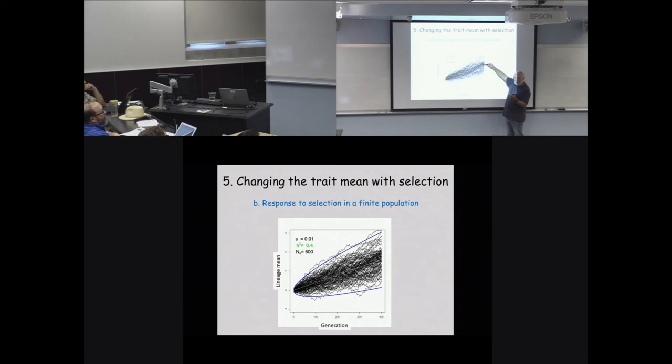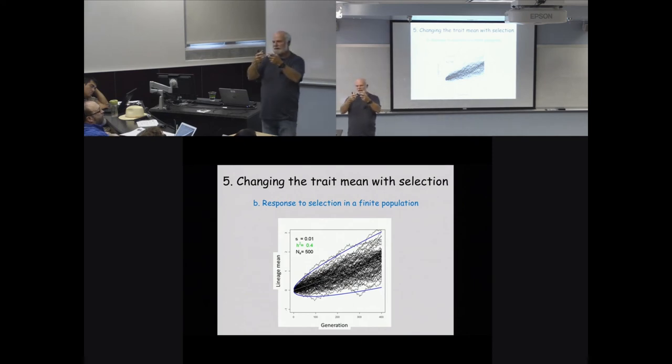No, the math is not hard, right? Now, what are all these other lines? These other lines are populations that are sampled from a population with an effective size of 500. And so each generation, in addition to the deterministic response to selection from delta z bar equals h squared s, we're going to add a random draw from a normal distribution of breeding values to represent drift, and we're going to give the rationalization for that later.